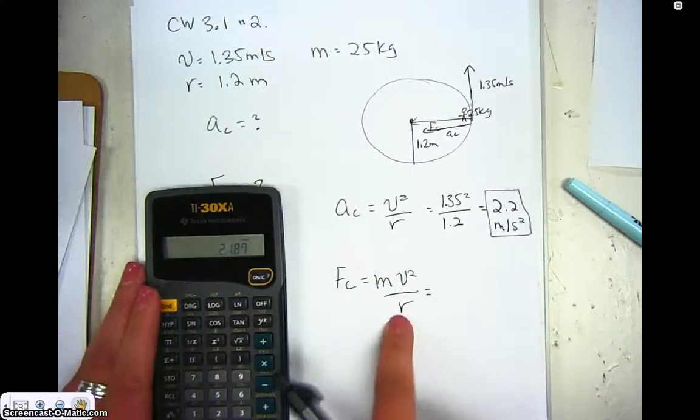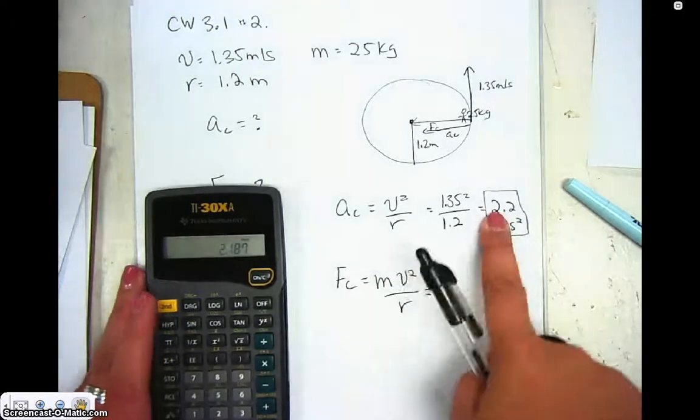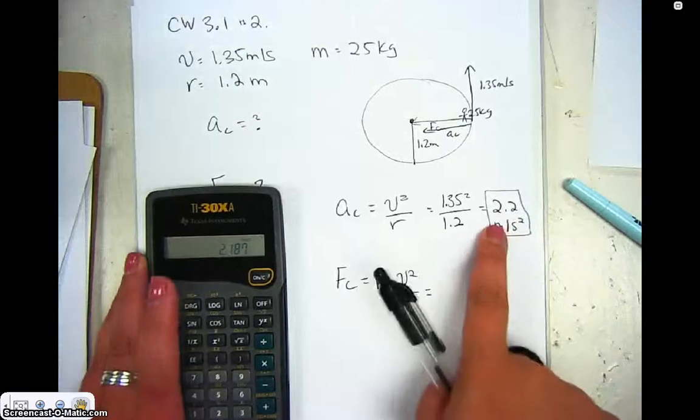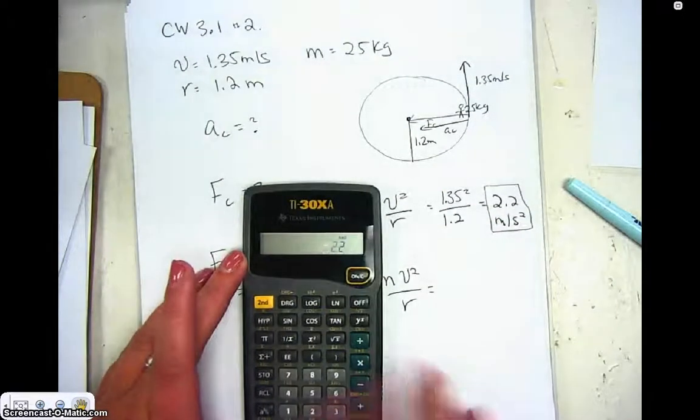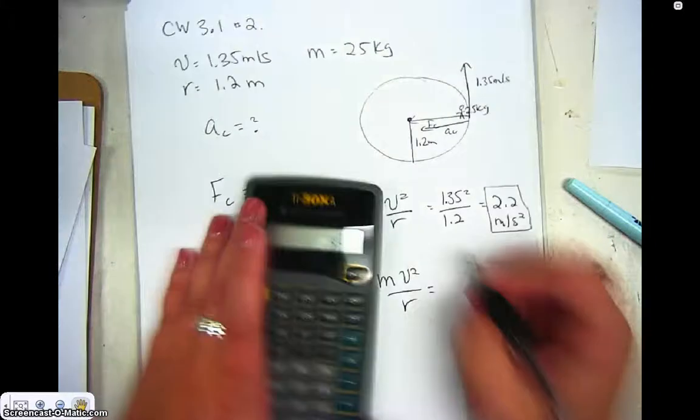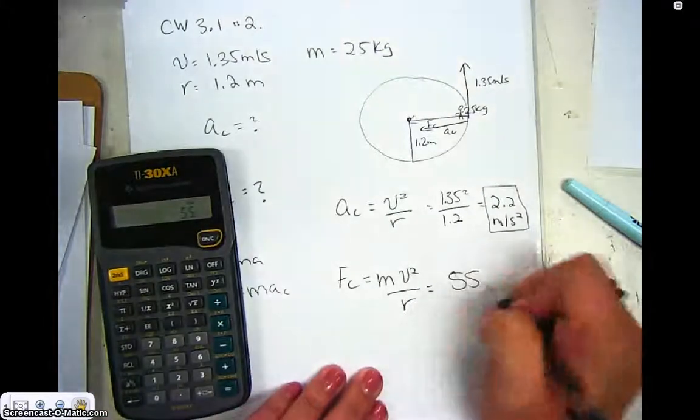So I could replug in all those numbers, but I already know what centripetal acceleration is. So I'm just going to take 2.2 and multiply it by the mass of 25. So 2.2 times 25 gives me a force of 55 newtons.